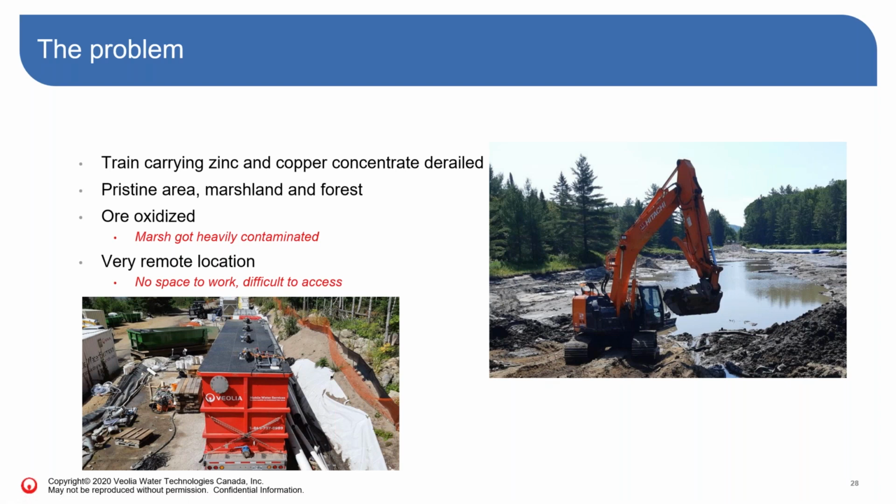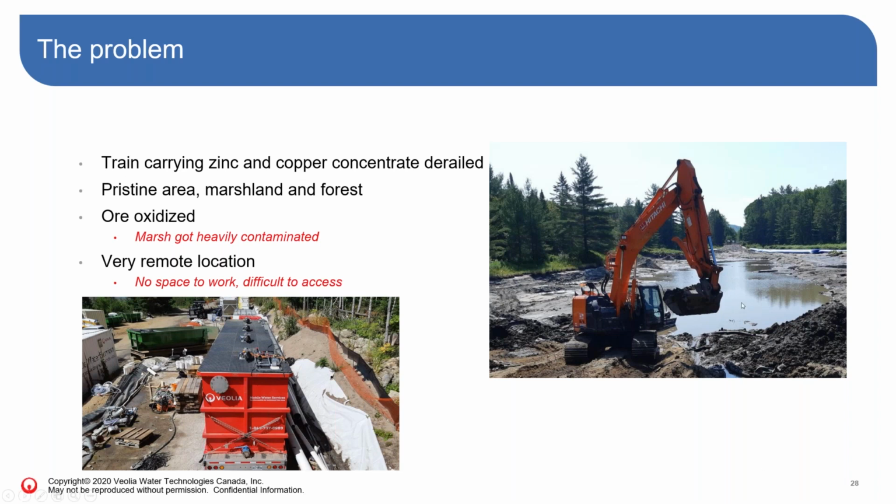Years ago, a train carrying zinc and copper concentrate derailed and spilled tons of the zinc and copper concentrate. It is a very marshy area, a lot of water. The concentrate got spilled in the marsh, and then the marsh got extremely heavily contaminated. The ore is actually a sulfide, and obviously, if you have a sulfide ore and you combine water and oxygen, you will get oxidation. So you have copper and zinc that got into the marsh, and then it migrated, got into the land around, got picked up by plants.